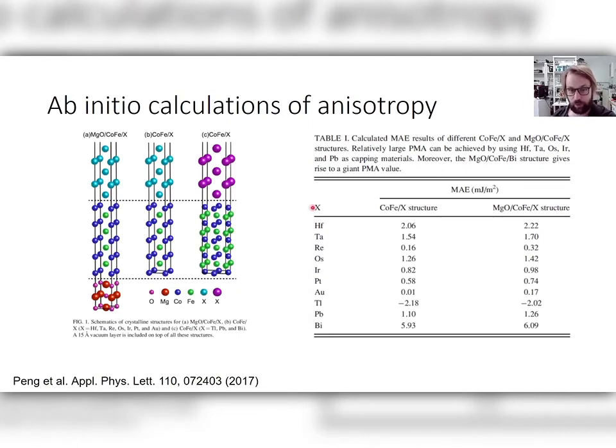Another paper also showed the system MgO cobalt iron boron with some other materials, and they also studied only one interface here. And what they found is that gold gives almost no magnetic anisotropy, and so the whole anisotropy of this MgO cobalt iron boron gold system is due to the interface with MgO.